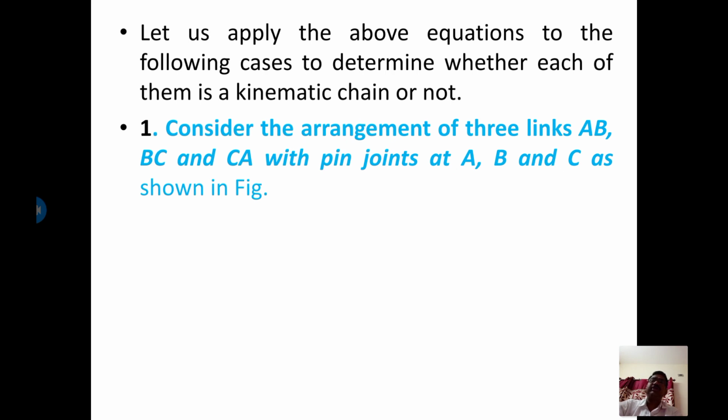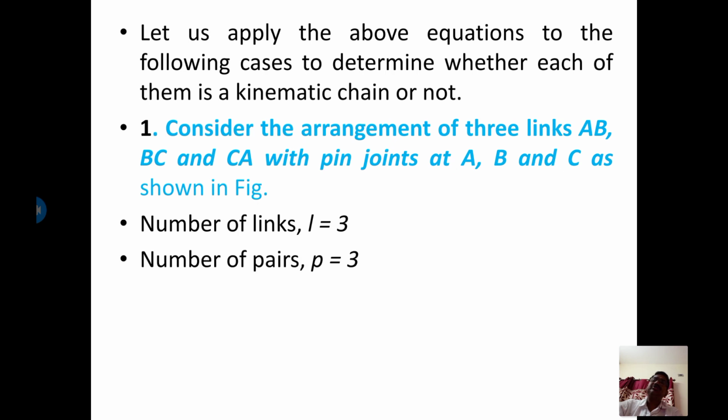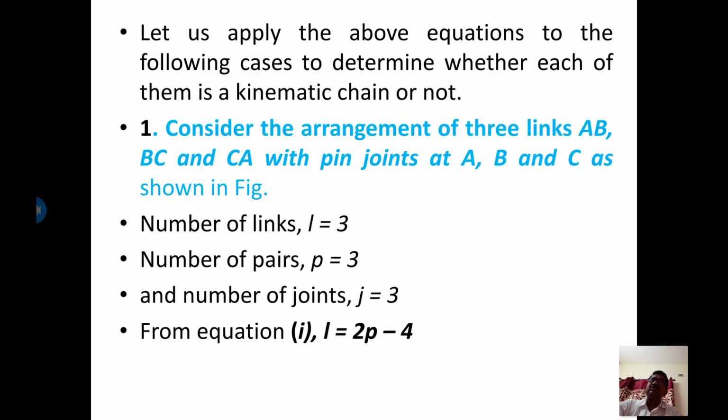The figure will be seen in the next slide. The number of links is 3, the number of joints is 3, and the number of pairs is also 3. Then substituting into L = 2P - 4: the number of links is 3, and 2 times the number of pairs, 3, minus 4, gives 2. So 3 is not equal to 2. The equation is not satisfied, therefore it is not a kinematic chain.